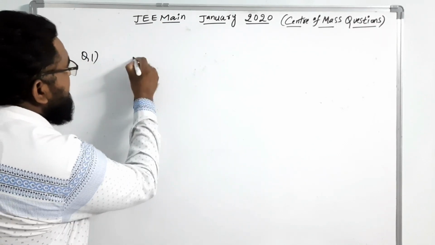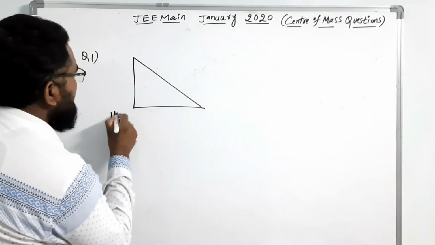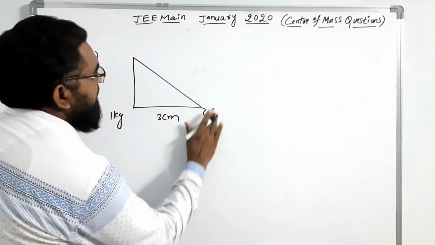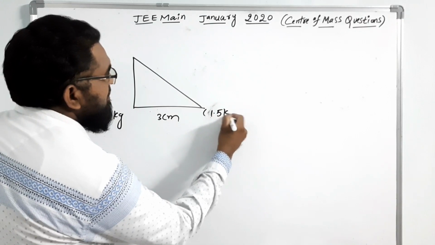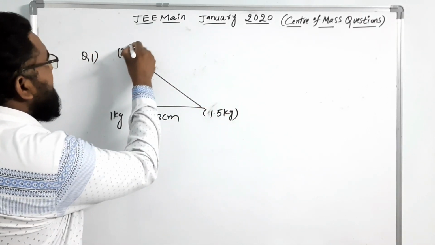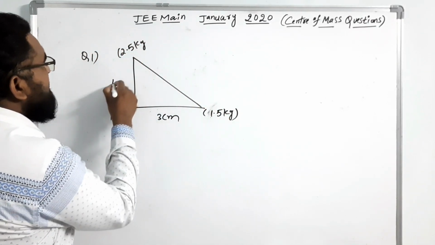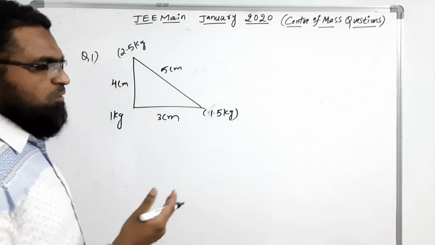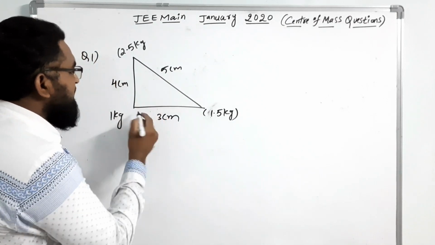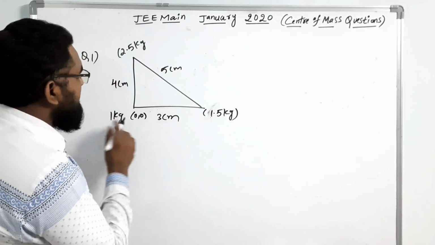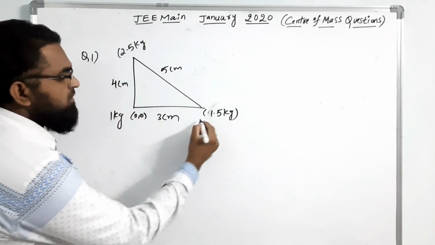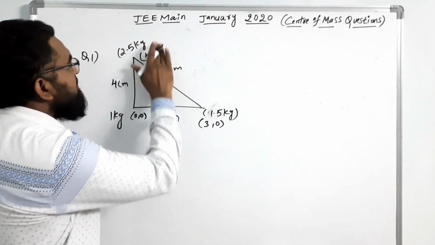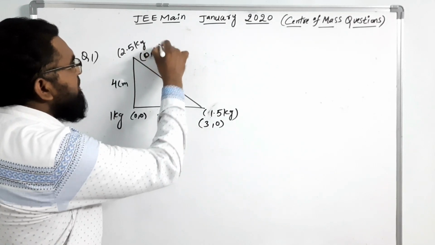So the triangle is given. This is the 1 kg mass and this side is 3 centimeter, this is the 1.5 kg mass and this is the 2.5 kg mass. This side is 4 centimeter and this is 5 centimeter. Here two coordinates form the x axis and y axis. This is the origin point. Let us take the 1 kg point as 0 comma 0. This is 3 comma 0 and this is, sorry, 0 comma 4. I hope you understood this one.